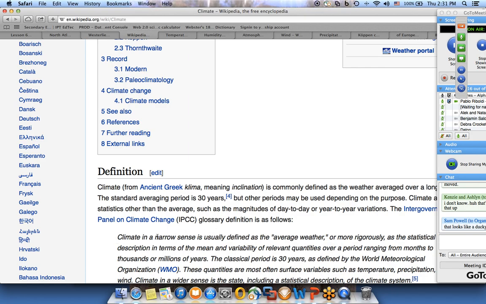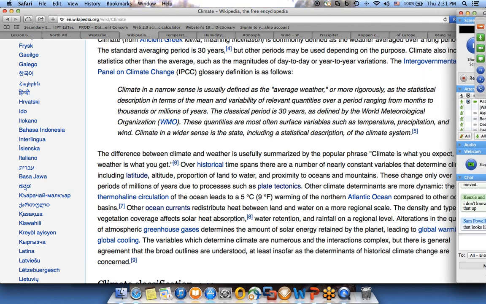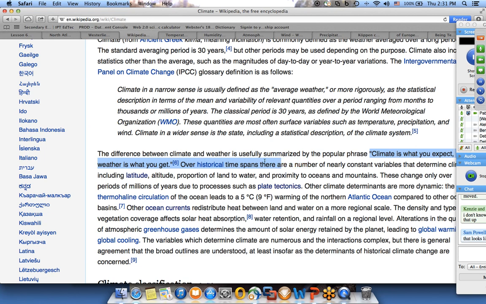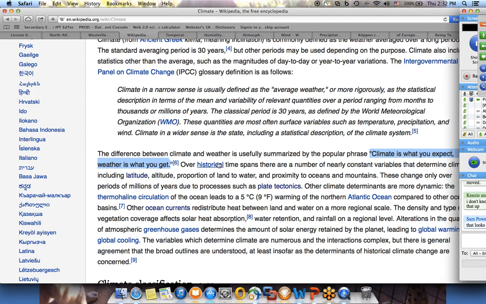Let me move this a little bit further. I like this phrase here that says, climate is what you expect, weather is what you get. So climate is the type of weather that you would be expecting given the region and the time of the year, and weather is whatever you get. Sometimes even in an area that is supposedly dry, you get rain. Well, that is a weather effect, not a climate effect. Does that make sense?